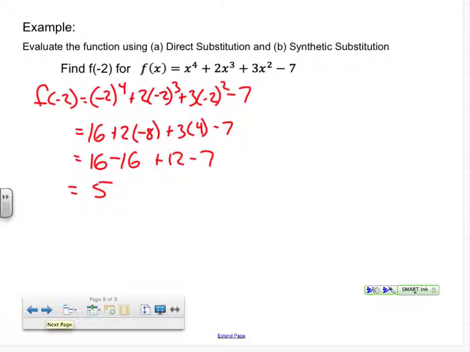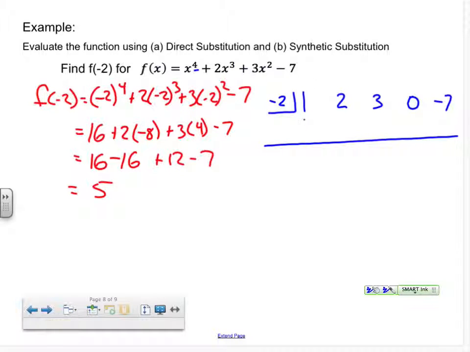Now let's use synthetic substitution. Start by writing your coefficients out. Our power is 4, so we're leading off with our coefficient. That's our 4th degree coefficient, 3rd degree coefficient, sorry. 3rd degree coefficient is 2. 2nd degree coefficient is 3. There's no 1st degree there, so we'll fill in a 0. And our constant is negative 7. So I'll make my box. I'll put negative 2 in the box.